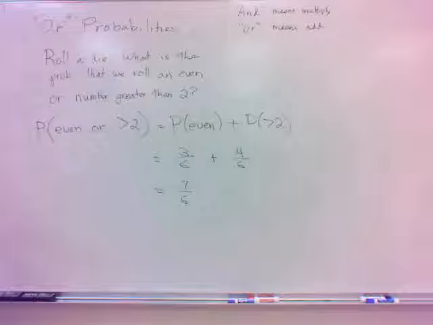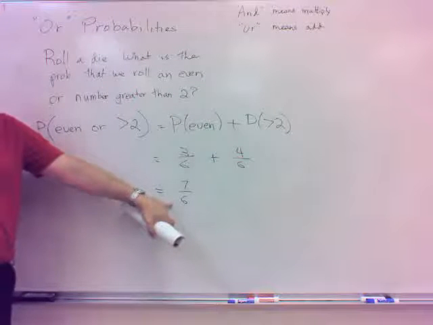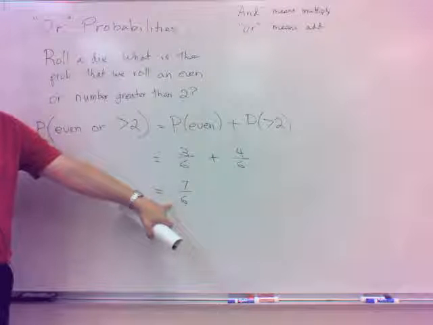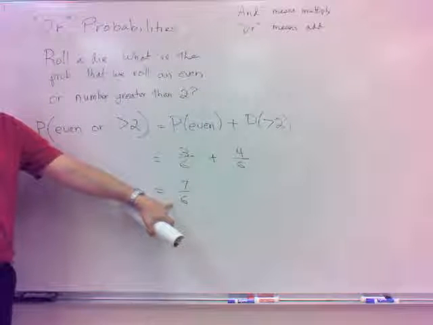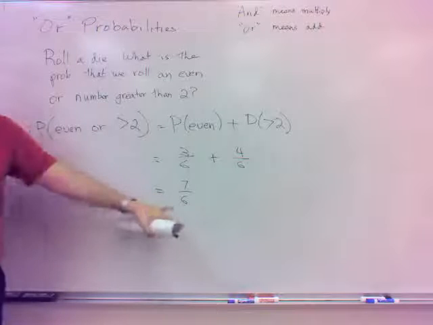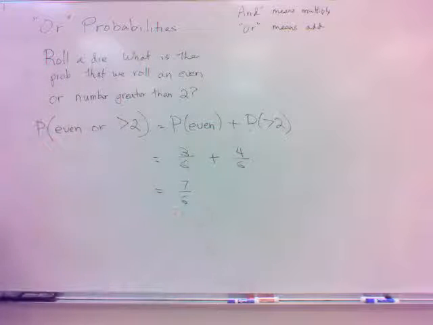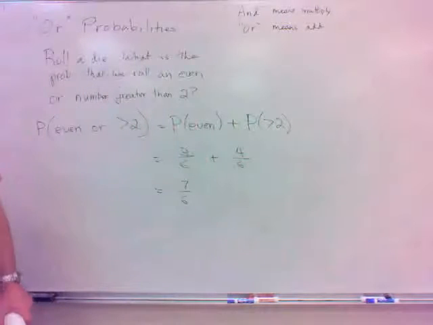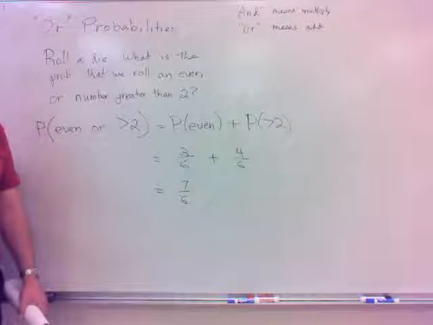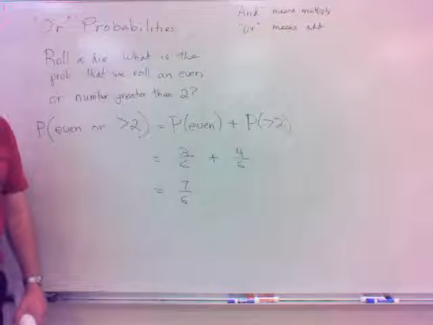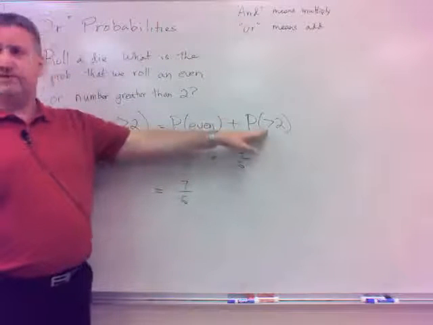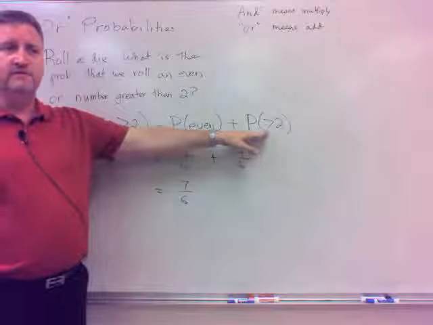Okay, so here's the difficulty. Do you see now there is something more to it here? Why is this not a legitimate answer? It's greater than one. Probabilities cannot be greater than one. So I can't leave that like it is. Here's the catch. What happened was I counted some things more than once, because there are some that are even and greater than 2 at the same time, aren't there?